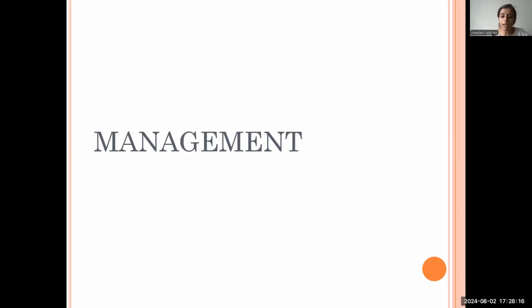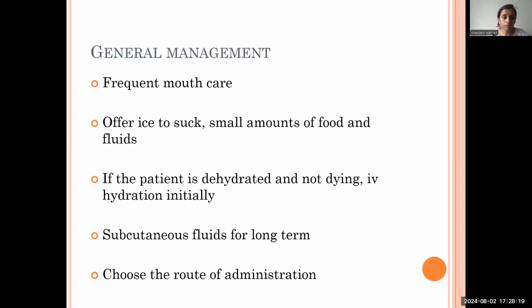So we'll come to the management part. Very, very important is oral care because the patient will be vomiting continuously. They will be dehydrated. So what we see is that they will have very bad oral hygiene, foul smells, dry mouth, and ultimately a lot of candidiasis. And because all the attention goes to the vomiting and nausea, the mouth care should not be ignored. Tell them to suck ice popsicles if possible and small amounts of fluids just to wet their oral cavity.